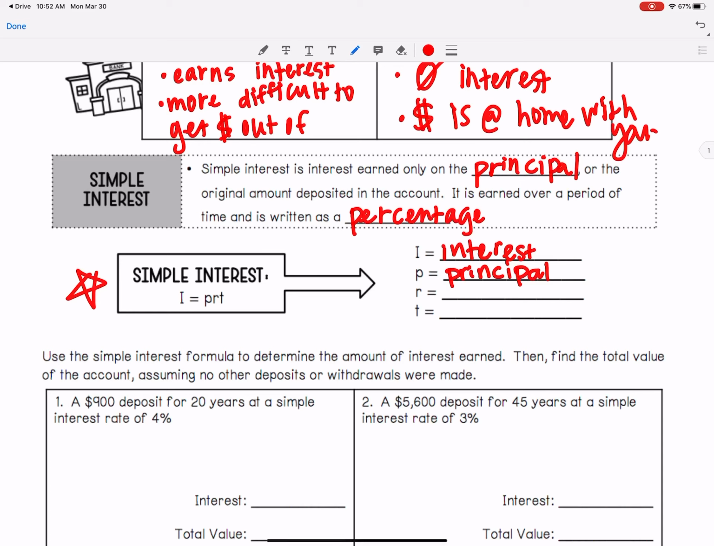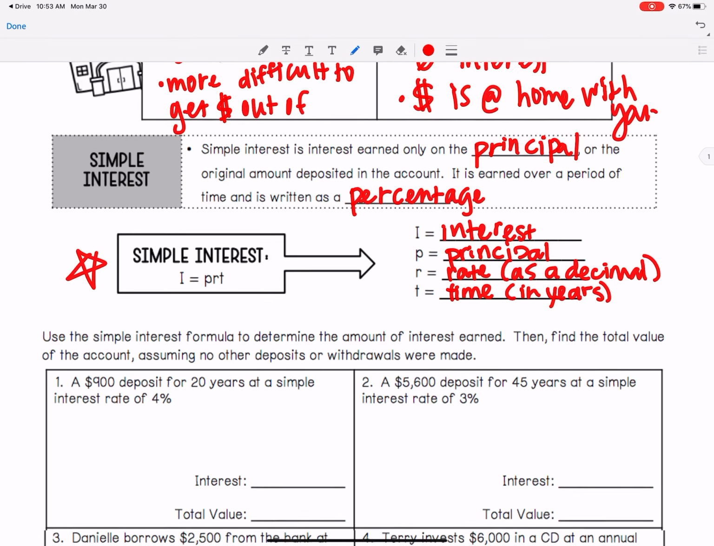You're going to times that by your rate. So let's say an interest rate of like 4%. You need to put that in as a decimal. R stands for the word rate, and rate is always a decimal. And then the letter T stands for time. When we talk about the amount of time you have your money in your account, we're always going to talk about time in terms of years.